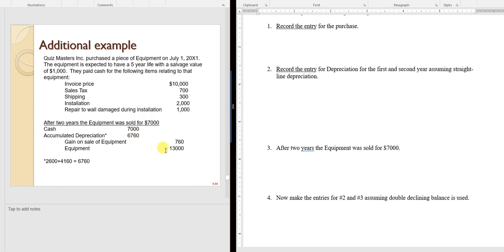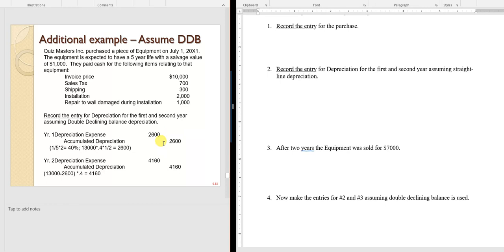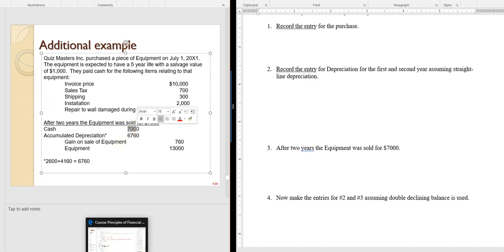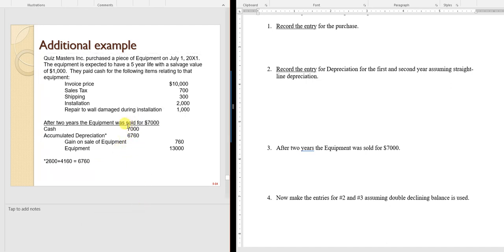I get the equipment off my books for $13,000. I get the accumulated depreciation off my books, which was the $2,600 and the $4,160, so $2,600 plus $4,160 is $6,760. I record the cash, $7,000. And notice in this instance, since I've depreciated more of it, it's on my books for less. So I've taken $6,760 of depreciation instead of $3,600. Here on straight line, my book value is much higher, so my book value here is much lower.